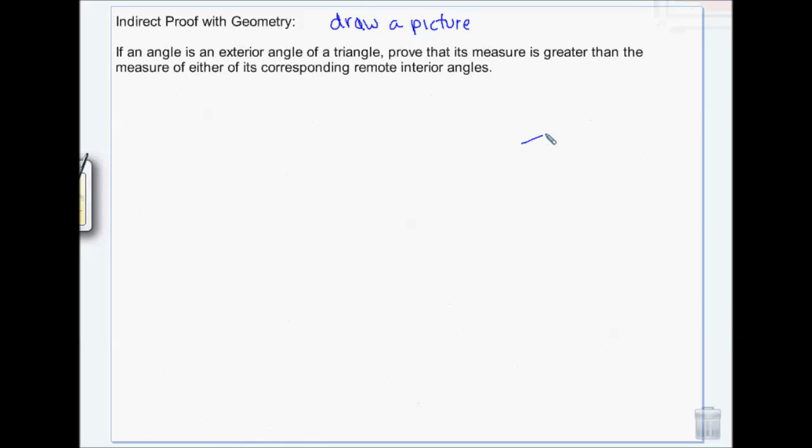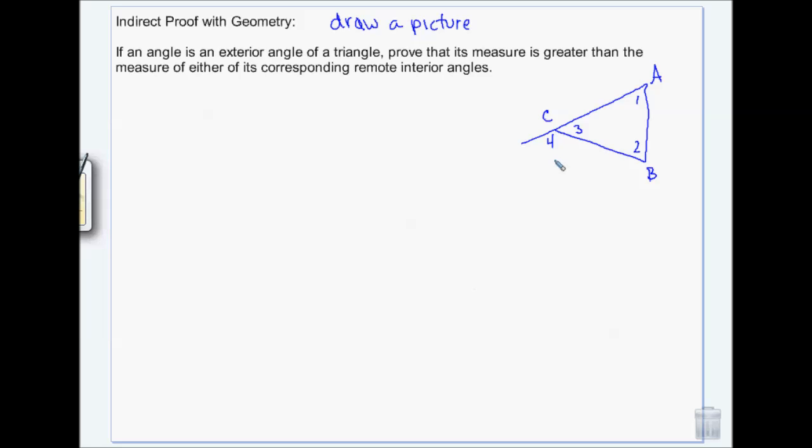I don't know. I guess it just seems... So I'm going to draw a picture. You got nothing new? No? Draw some triangle with an exterior angle. Label it. Okay.